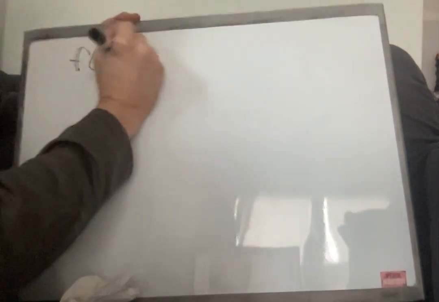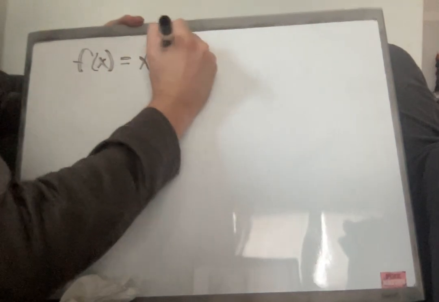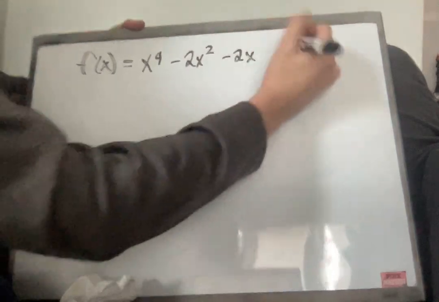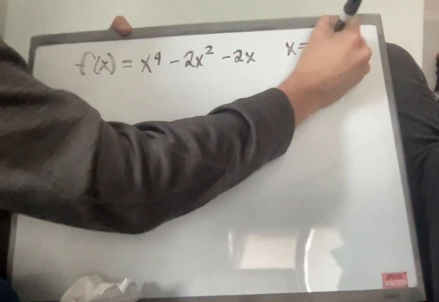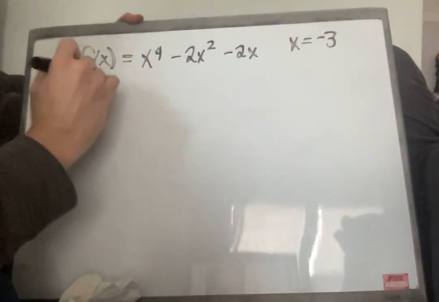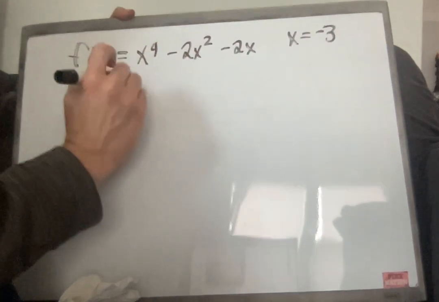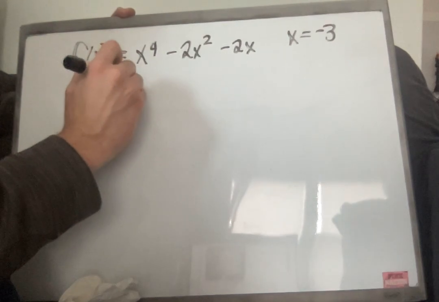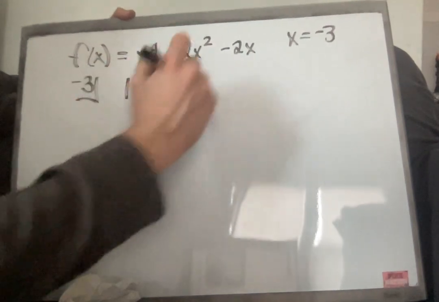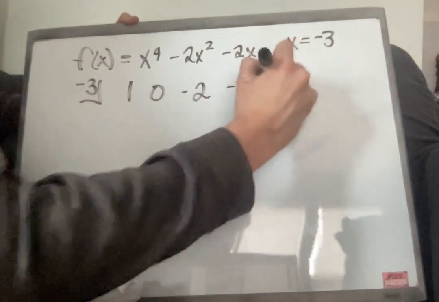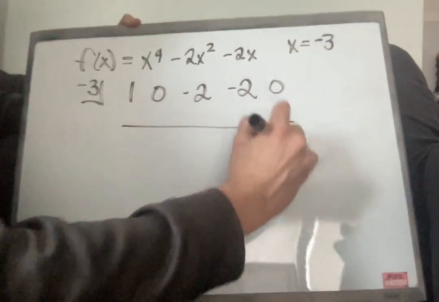Last problem is that f of x equals x to the fourth minus 2x squared minus 2x at x equals negative 3. So I'm going to put negative 3 in the box. I'm going to put the coefficients with zeros for any missing. So 1, I'm missing an x to the third, negative 2, negative 2, and 0. I've got to keep place.